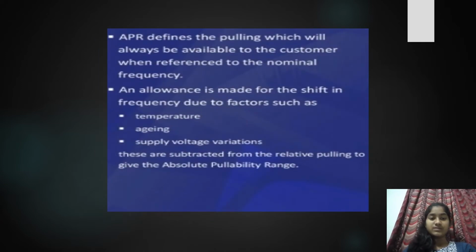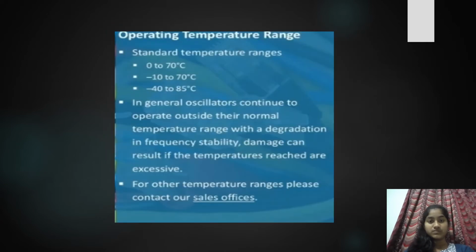APR defines the pulling which will always be available to the customer when referenced to the nominal frequency. An allowance is made for the shift in frequency due to factors such as temperature, aging, supply voltage variations. These are subtracted from the relative pulling to give the absolute pullability range.